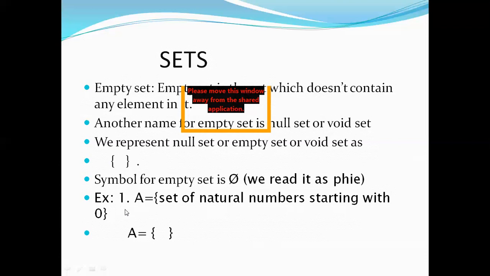Now let us see one example. A is equal to the set of natural numbers starting with 0. Do we have any natural numbers starting with 0? No. So this is an empty set. So that's why we'll write A is equal to the set symbol with no elements.